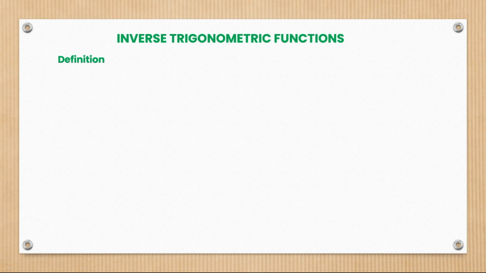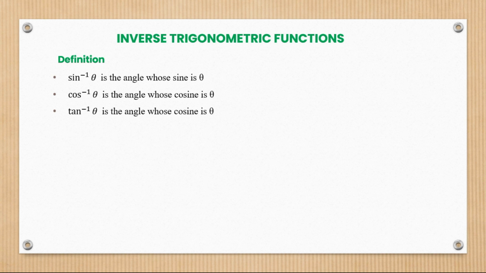So let's introduce this. We know that sine inverse of theta is the angle whose sine is theta, and cos inverse of theta is the angle whose cosine is theta. And then lastly, tan inverse of theta is the angle whose tangent is theta. These are going to be the foundation of what we're going to be looking at in this section.